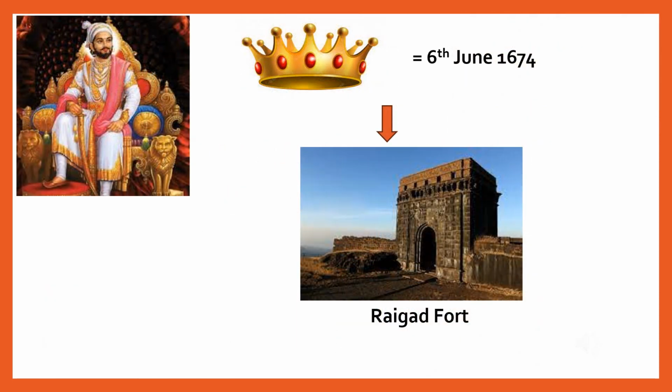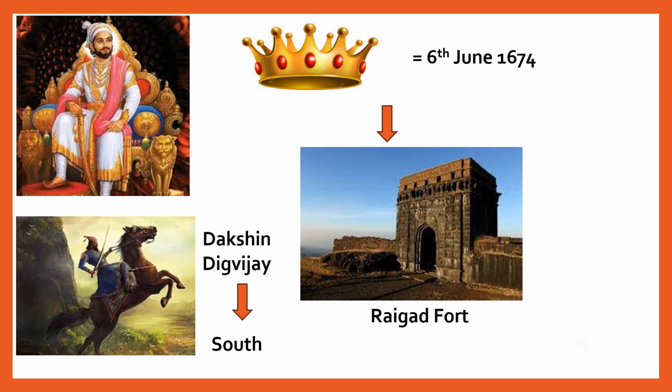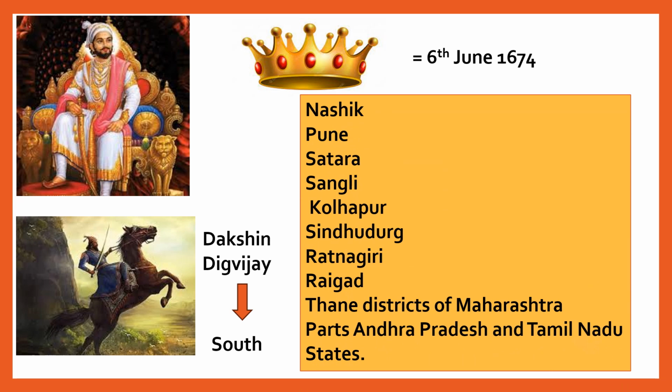Now, this is the time when Shivaji Maharaj had already founded the Swaraj. No sooner had he got himself crowned on 6th June 1674 at the Raigad fort, than he marched to the south and accomplished the Dakshin Digvijay. Here, Dakshin refers to the south. So Maharaj got hold of many places in the southern part of India. By and large, the areas of Swaraj were Nasik, Pune, Satara, Sangli, Kolhapur, Sindhudurg, Ratnagiri, Raigad, and Thane districts of Maharashtra, plus the states he conquered in the south.